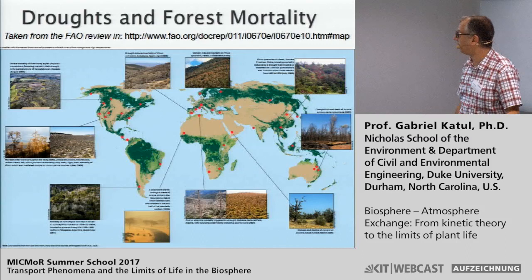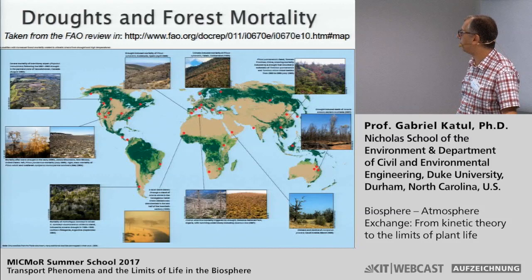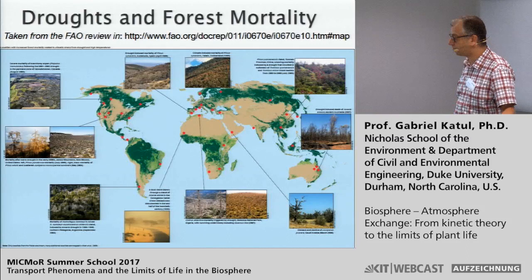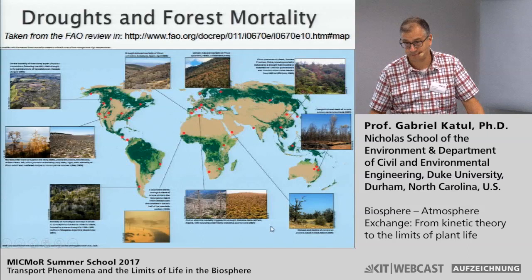And this is just a picture taken from the Food and Agricultural Organization review where they were documenting the intensification of droughts in many long-term field experiments. And clearly, any attempts to study now the effect of climate on plants, not the other way around, would require a much deeper probing into how carbon and water moves into the plants. And that's what we're going to do now as a complement to, or a supplement to Wilfried's talk and Nadine's talk.